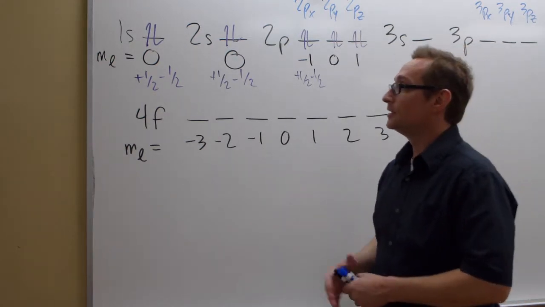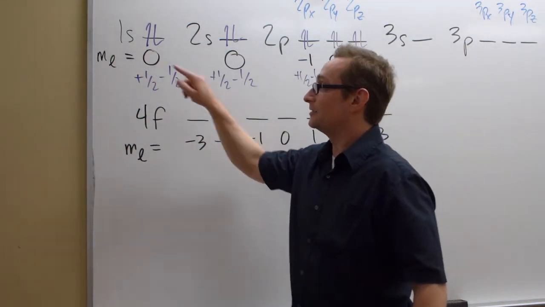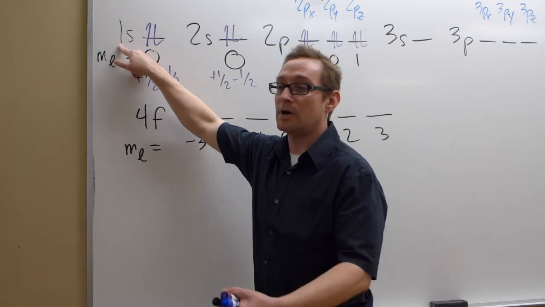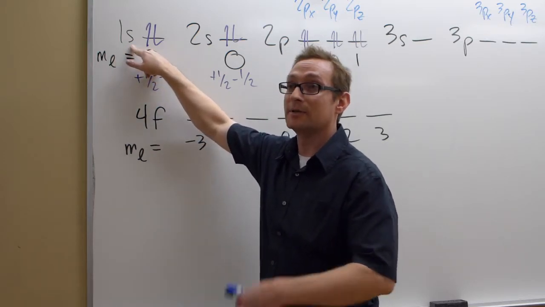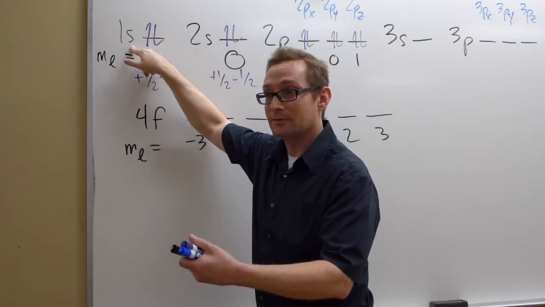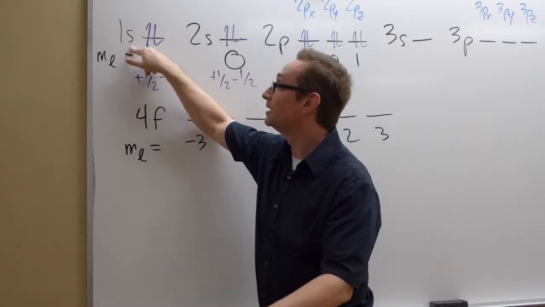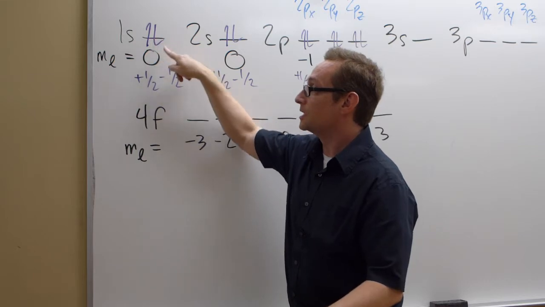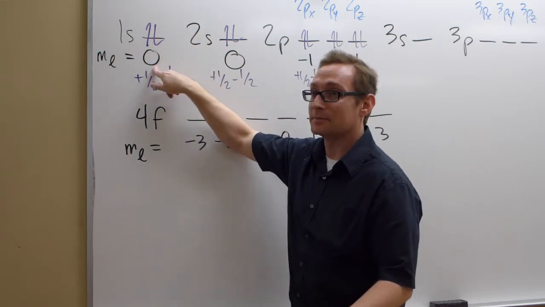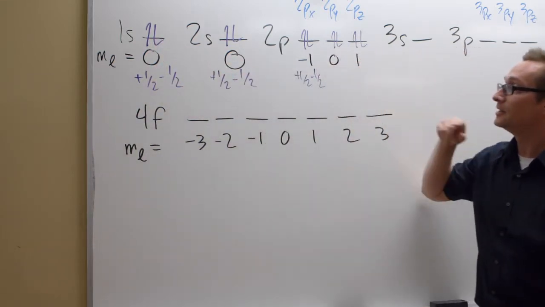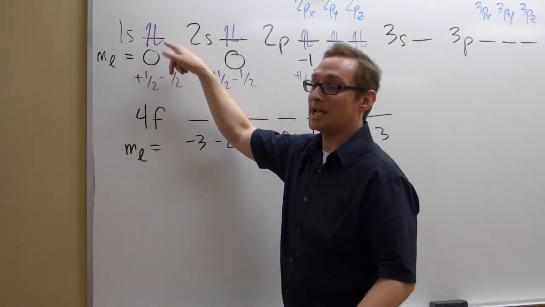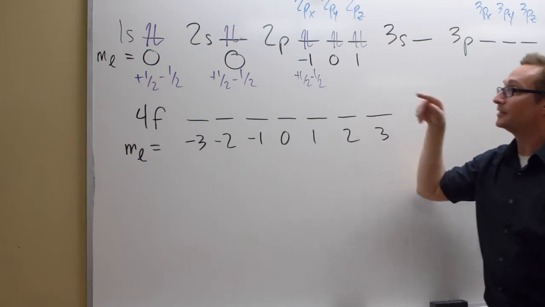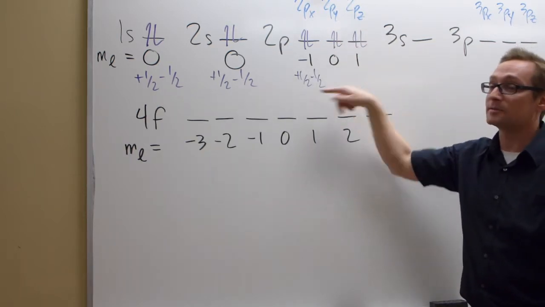Okay. So let's break it down. 1 represents which quantum number? N. S represents which quantum number? L. And there's a number assigned to that shape. The bar is represented by the M sub L number. So you've got 3 things here. N, L, and then the bar is M sub L. And then the arrow up and the arrow down is plus or minus 1/2.